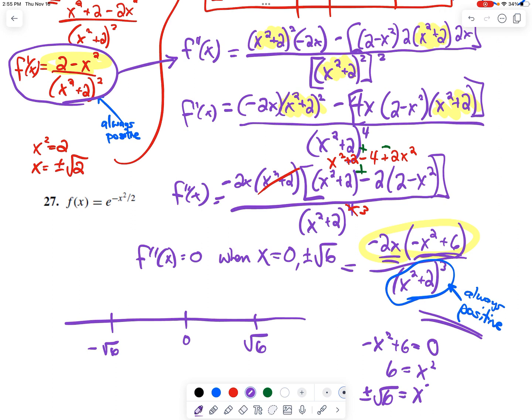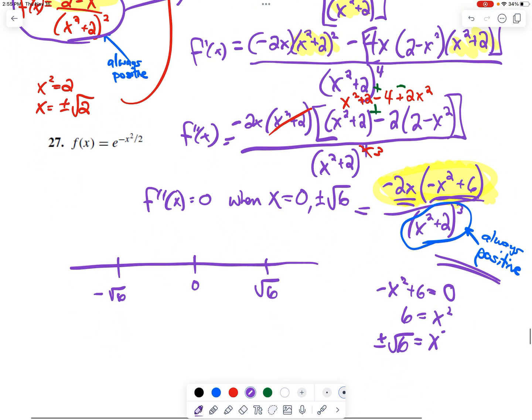Now we look at the second derivative, which I'm going to highlight here. I don't even really need to worry about the bottom part, so I just need to pick numbers that are to the left of negative radical 6, and I'll pick, say, the number negative 3. That means negative 2 times negative 3 is going to be positive, and then I'm going to square a negative 3, that's a 9, but then a negative 9 plus 6, that's negative. I think I'm looking at concave down right here.